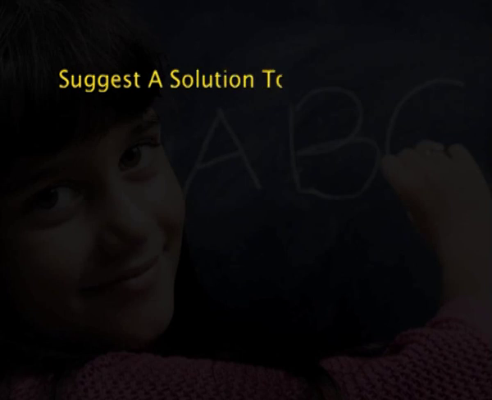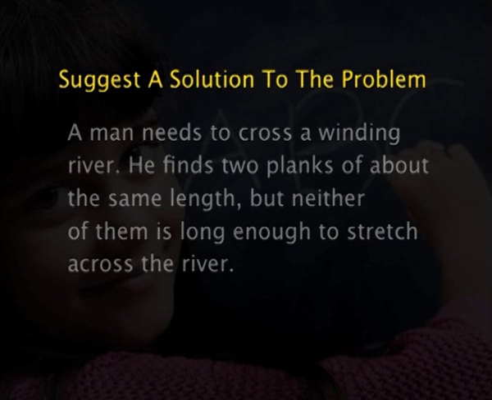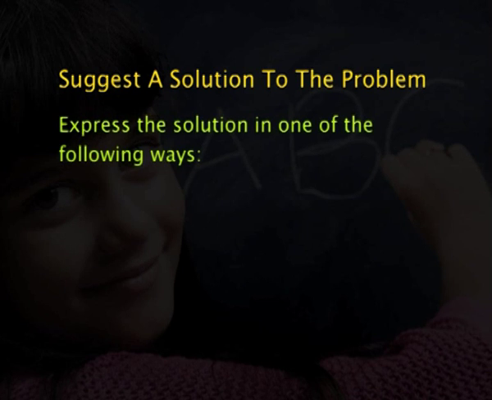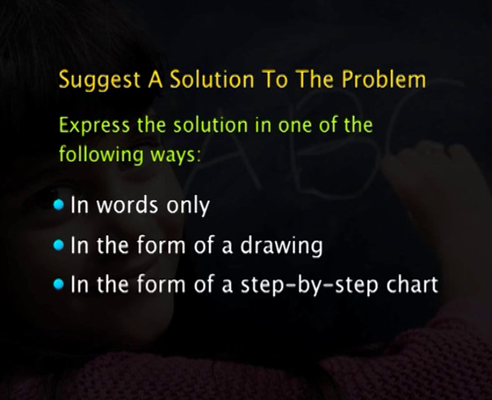Let us examine a typical lesson in a CLT class. Let's look at the screen. Suggest a solution to the problem. A man needs to cross a winding river. He finds 2 planks of about the same length, but neither of them is long enough to stretch across the river. Express the solution in one of the following ways: in words only, in the form of a drawing, in the form of a step-by-step chart.